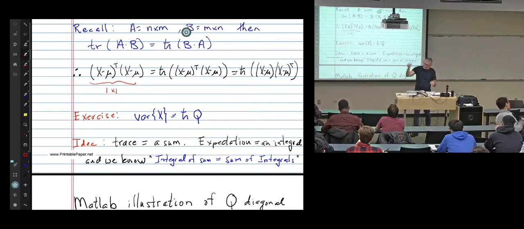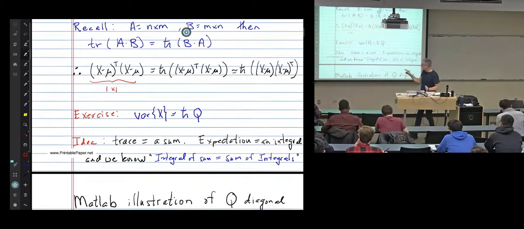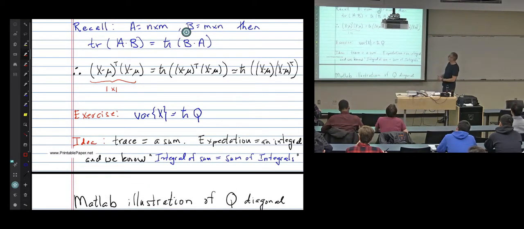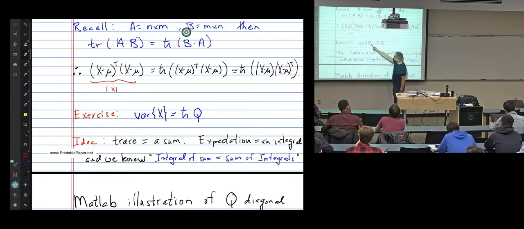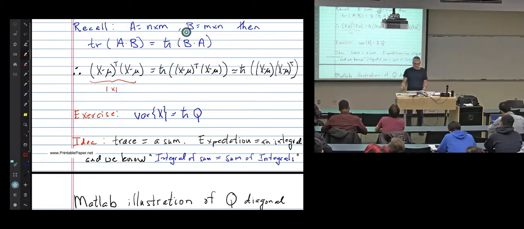But if you have to write it out, and I didn't do it, so you have to, that's all your exercise is: you write it out and you realize, yes, the sum of the integrals is the integral of the sum, bingo. The variance of a random vector is the trace of the corresponding covariance matrix. So that's a very useful fact to know. It shows up in lots of different calculations.